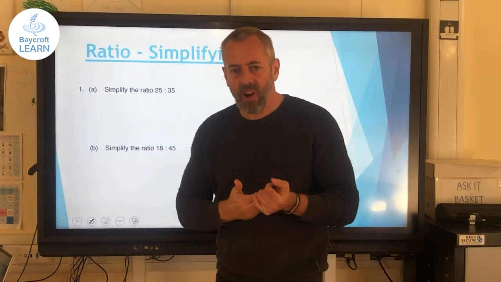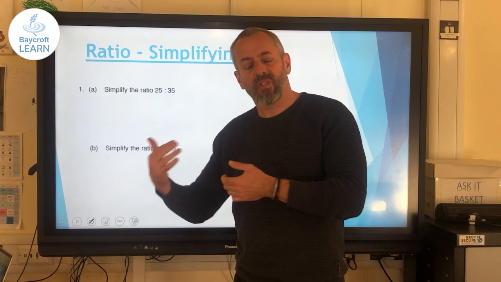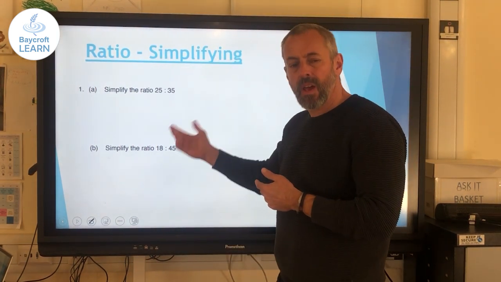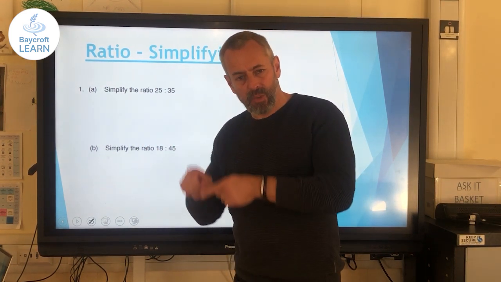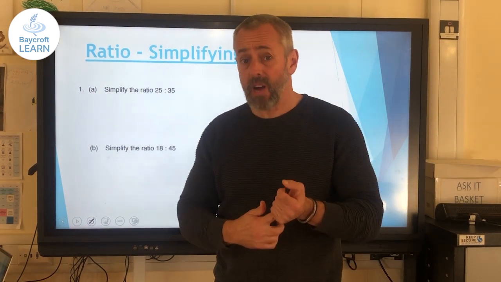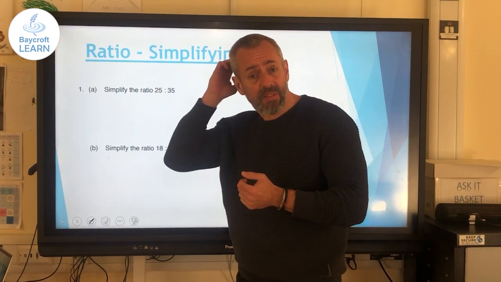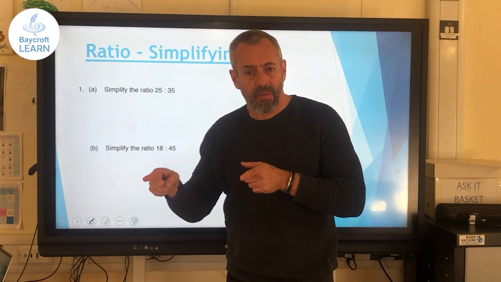We've all done simplifying. I'm not going to go into a lot of detail on this because we've simplified with fractions, we've simplified with ratio, but this is a typical simplification question. Remember that simplifying means saying the same thing but using the smallest possible numbers. If your times table skills are amazing, then you can probably look at some of these numbers and immediately realise what numbers you can divide both of them by.